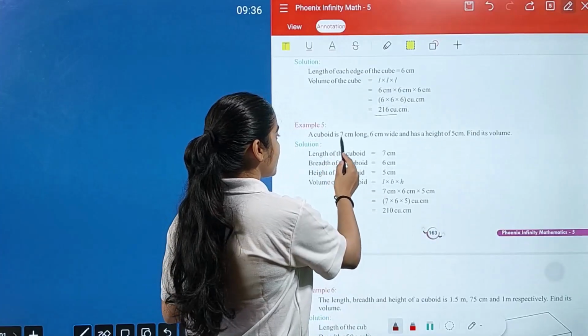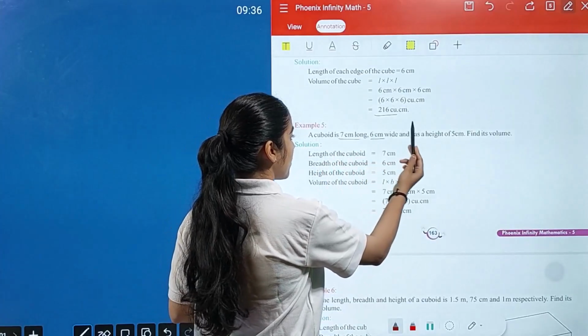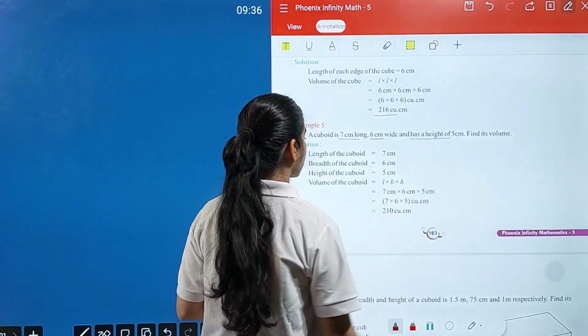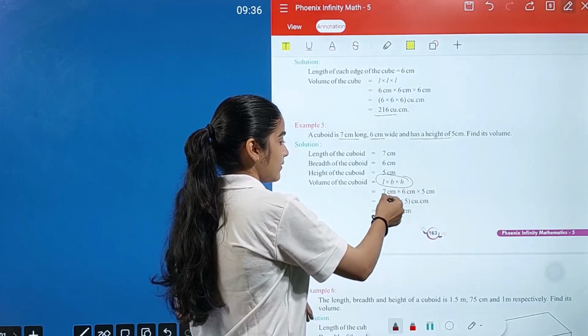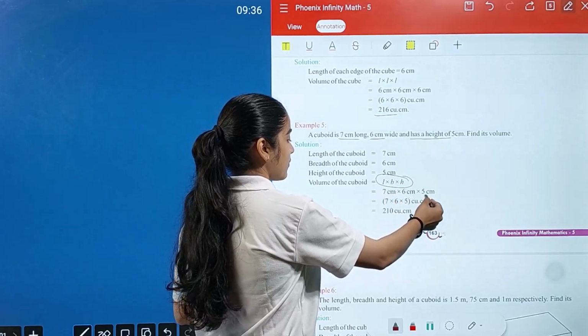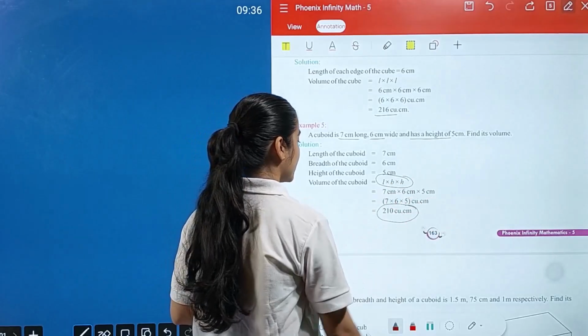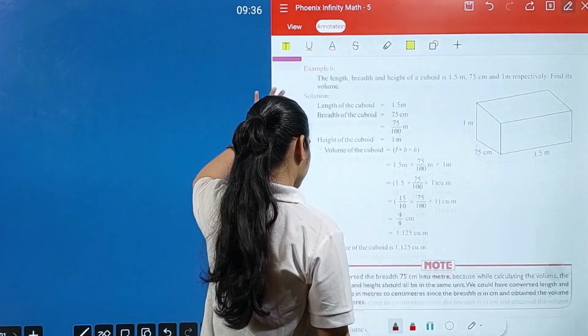A cuboid is 7 centimeter long, 6 centimeter wide and has a height of 5 centimeter. So the formula is L into B into H. 7 multiplied by 6, multiplied by 5, and you will get your answer, 210 cubic centimeter.